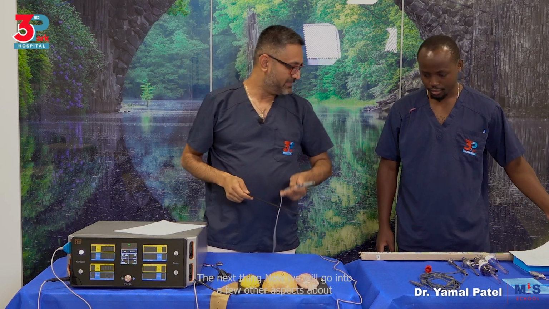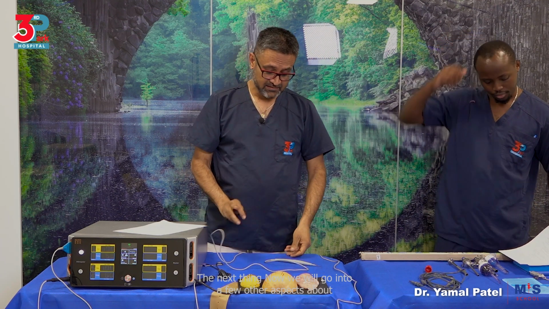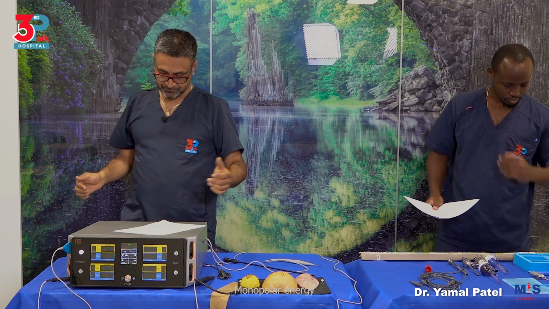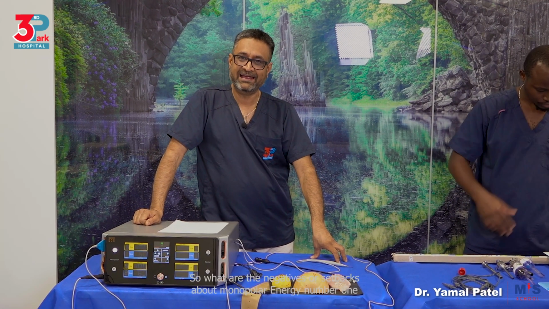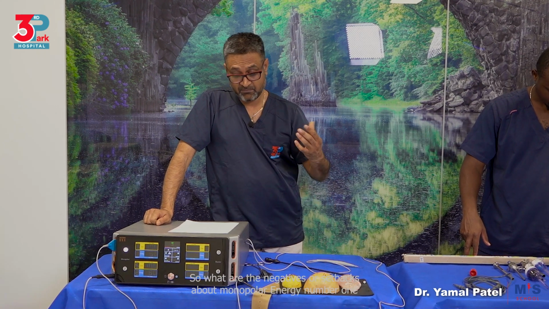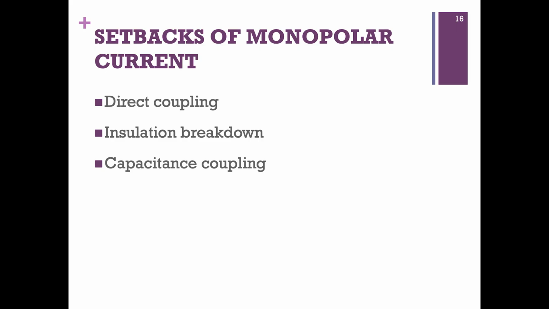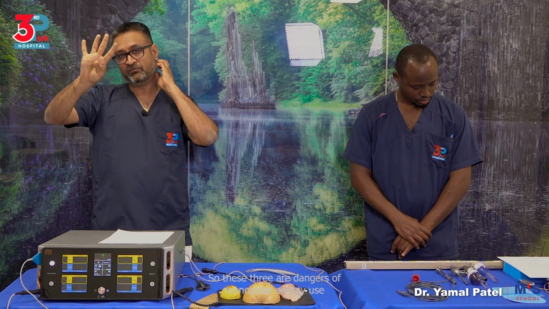The next thing, now we will go into a few other aspects about monopolar energy. Monopolar energy has a few setbacks. So what are the negatives or setbacks about monopolar energy? Number 1, direct coupling. It has a setback in the form of capacitive coupling, and it has another setback in the form of insulation failure. So these 3 are dangers of monopolar energy use, and it's important that we know how to circumvent this.